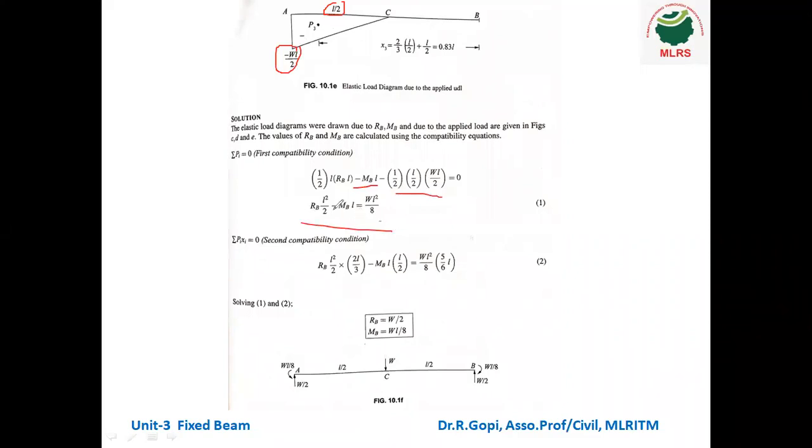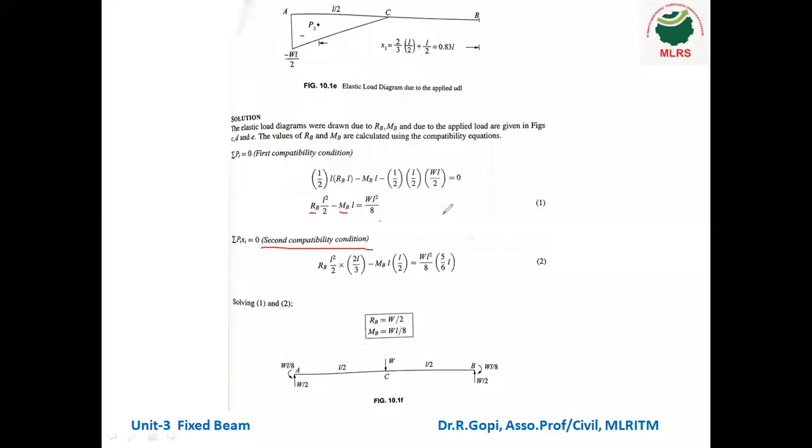That means RB into L square by 2 minus MB into L. So it is WL square by 8. Okay, so because here two unknowns are there. One is RB, another one is MB. Two unknowns. Okay, so next, apply the second compatibility condition.